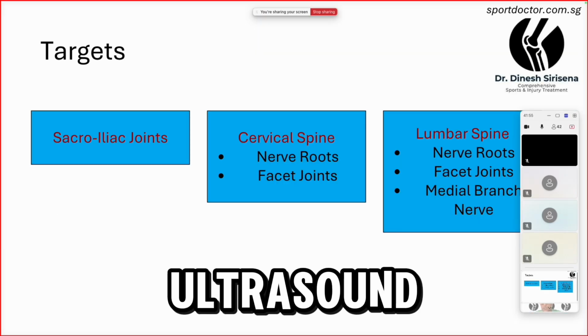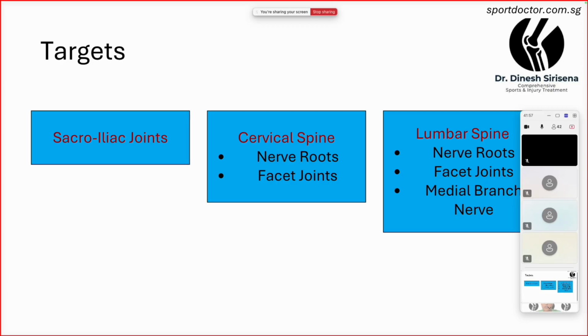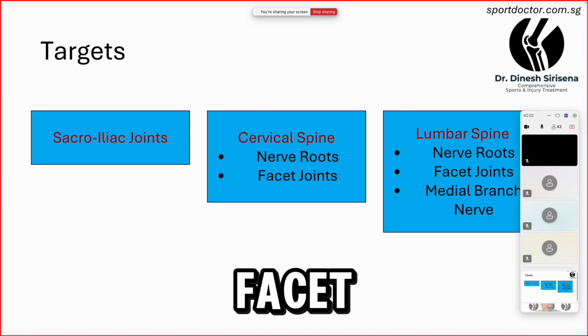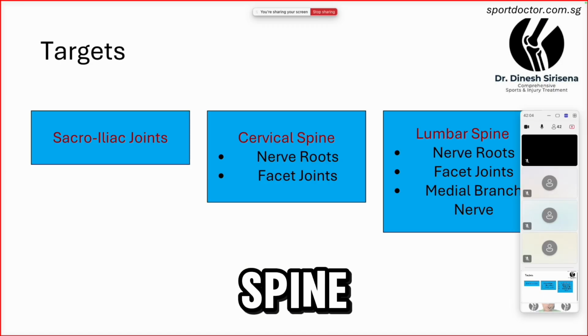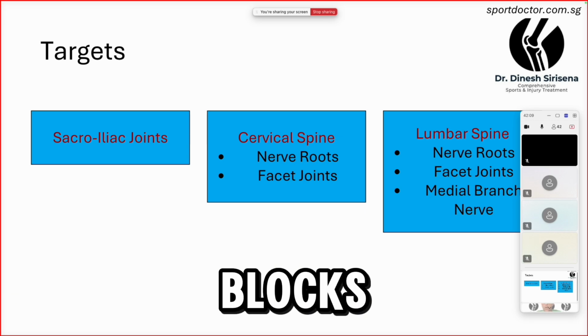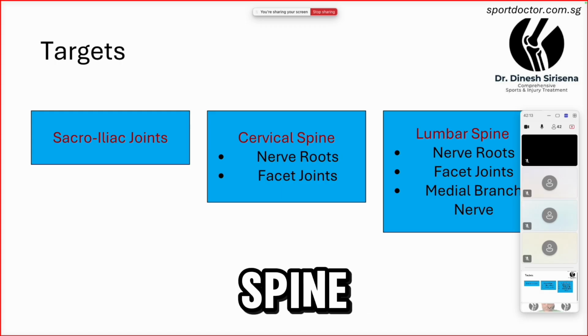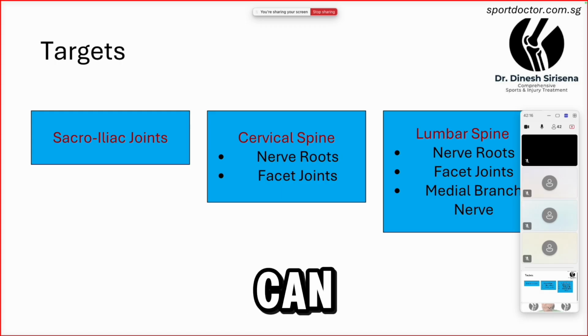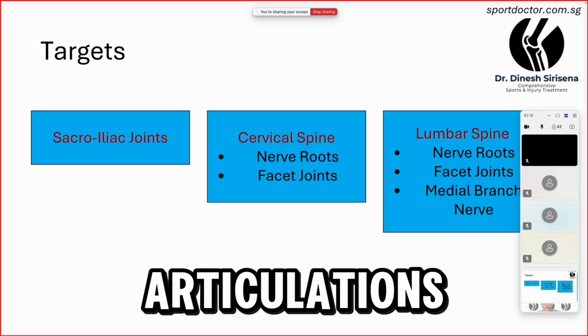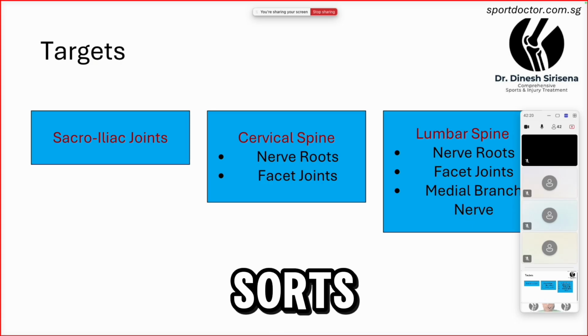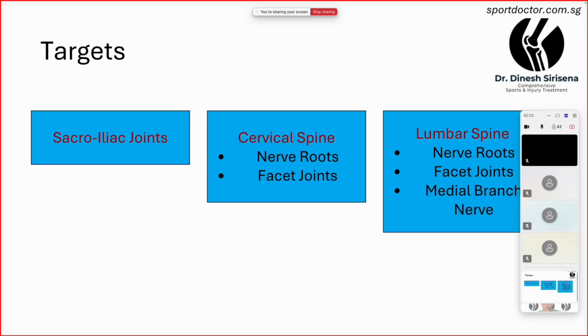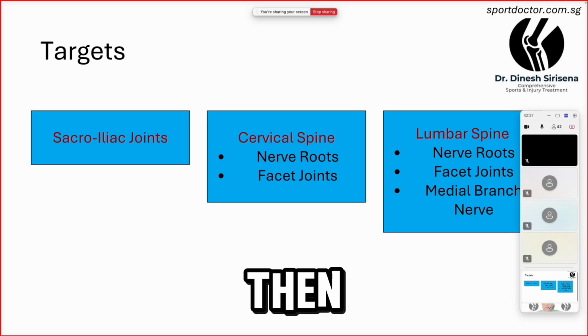So using ultrasound, just to summarize, targets can be the SI joints. You can go for the nerve roots, the facet joints. In the lumbar spine, you can go for nerve roots, facet joints. You can even do medial branch blocks and ablations as well. So there's a whole bunch of stuff that you can do. And in the thoracic spine as well, which I haven't included here, you can go for joints, you can go for articulations with the ribs, and you can go for all sorts of nerve blocks as well. If any of you are at all interested, do let me know, and I'm happy to share more.